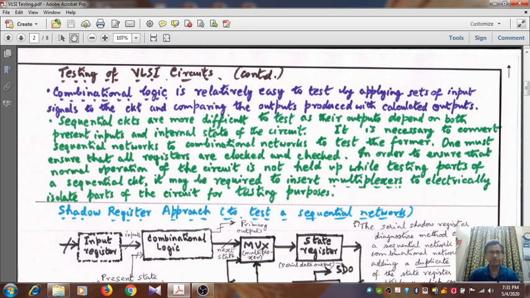In order to ensure that normal operation of the circuit is not held up while testing parts of a sequential circuit, it may be required to insert multiplexers to electrically isolate parts of the circuit for testing purposes. That means by using multiplexers judiciously, you can convert a sequential circuit to a combinational circuit and thereby apply the principles of testing combinational circuits to those isolated parts of the sequential circuit.